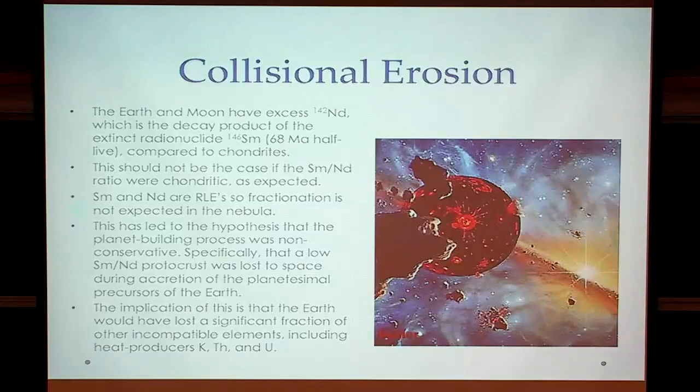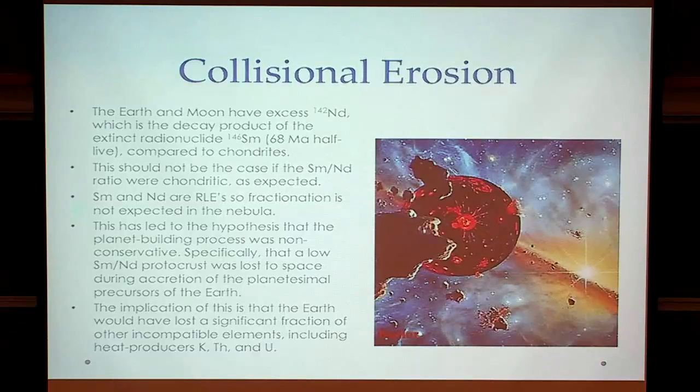The idea is that the crust is then blasted away, not all of it, I think you need to blast away something like 15% of it, blasted into space by collisions. And so we would lose a low samarium-neodymium protocrust to space that would leave the Earth having a high samarium-neodymium ratio, accounting for this excess 142. The important implication here is that the Earth would have lost a significant fraction of other incompatible elements, most importantly the heat producers: potassium, thorium, and uranium.